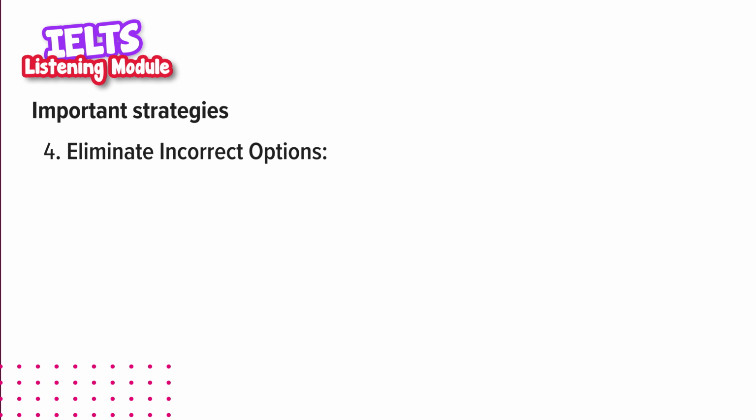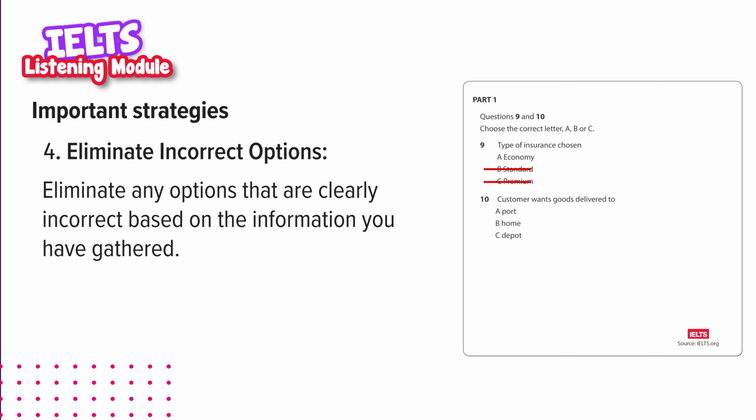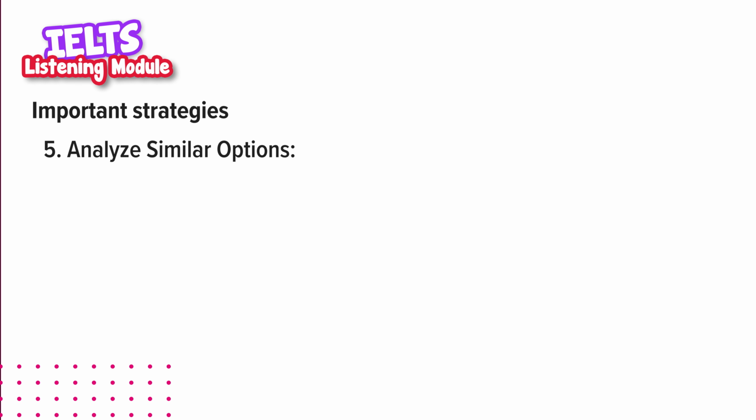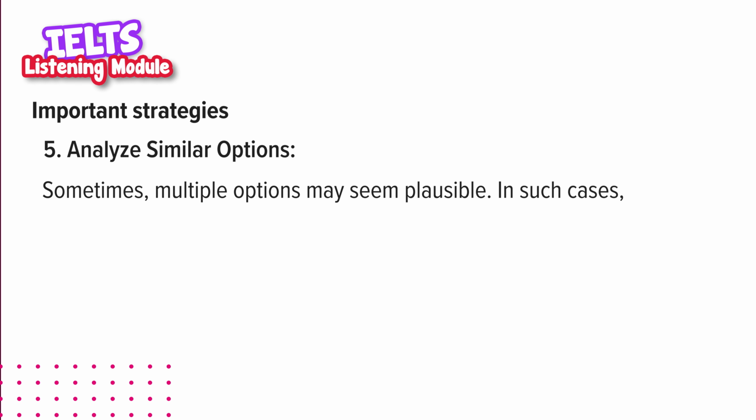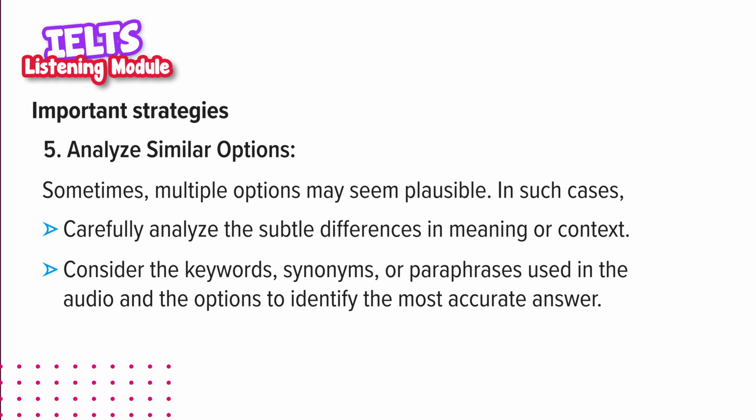Number 4. Eliminate incorrect options. After listening to the audio, compare the information you heard with the options provided. Eliminate any options that are clearly incorrect based on the information you have gathered. Number 5. Analyze similar options. Sometimes, multiple options may seem plausible. In such cases, carefully analyze the subtle differences in meaning or context. Consider the keywords, synonyms, or paraphrases used in the audio, and the options to identify the most accurate answer.